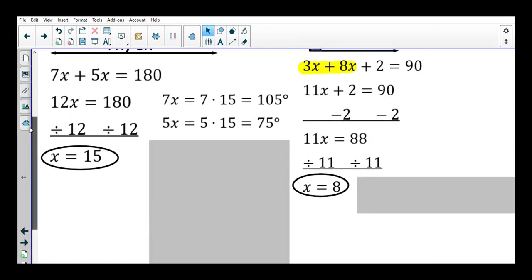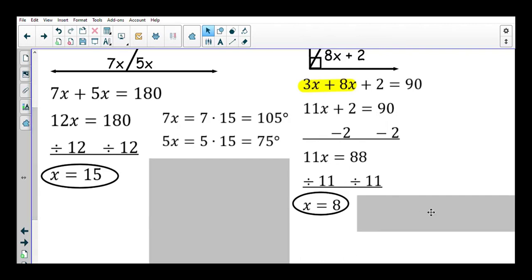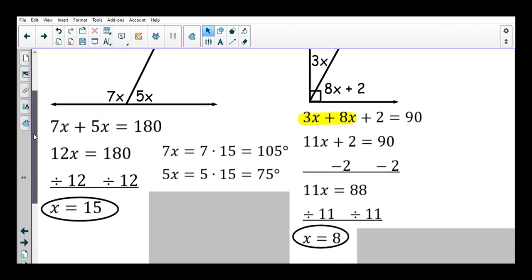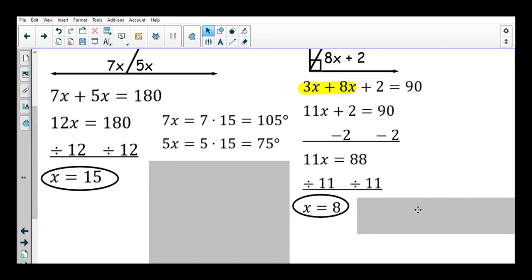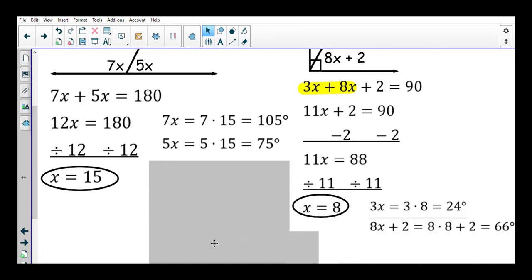Now the other thing that you want to do here is figure out the missing angle measures, 3x and 8x plus 2. So for 3x, take 3 times 8, that's 24 degrees. For the 8x plus 2, replace x with 8, so do 8 times 8 plus 2, which is 66 degrees.